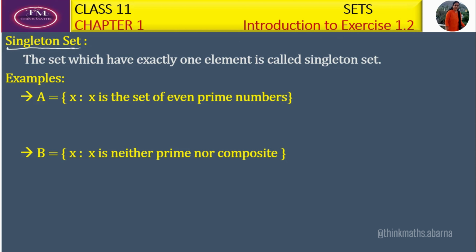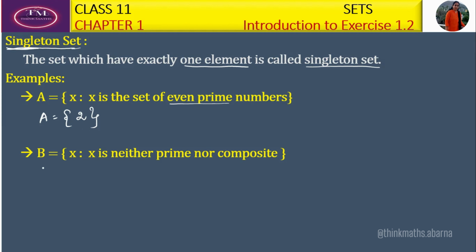Singleton set. As the name suggests, single means only one. The set which has exactly one element is called a singleton set. So in each set we will have only one element. Let us take A is equal to the set of all x such that x is an even prime number. The only even prime number is 2. So A is equal to {2}, starting with the curly bracket. This is a singleton set because only one element is present here.